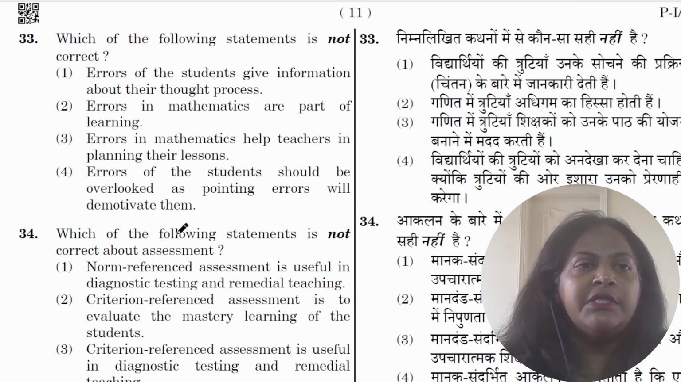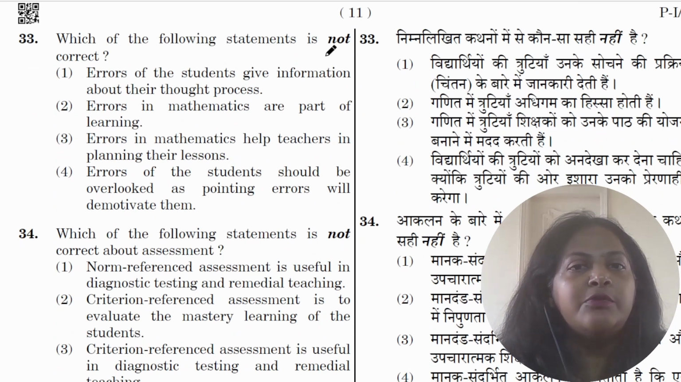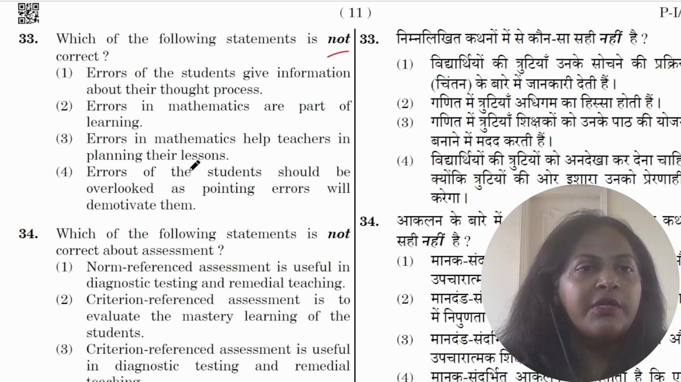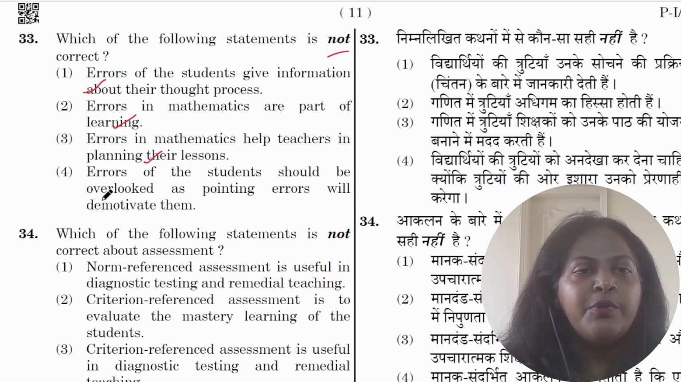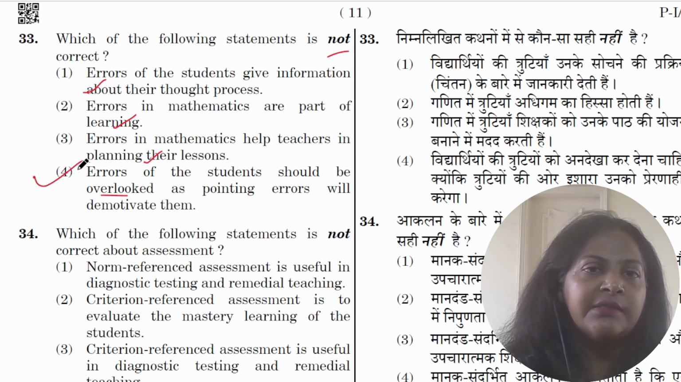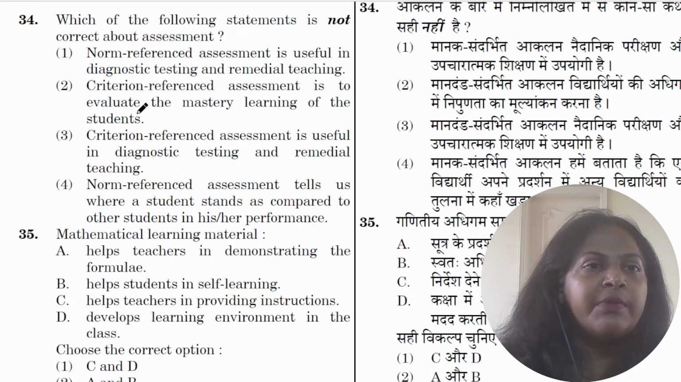Question 33. Which of the following statements is not correct? Again, we are going for a not correct. Errors of the students give information. This is correct. Errors in mathematics are a part of learning. Yes, all errors are a part of learning. Errors in mathematics help teachers to plan their lessons. Correct. So errors should be overlooked. No, this should never be done. Hence, this is the correct answer. It is not correct.